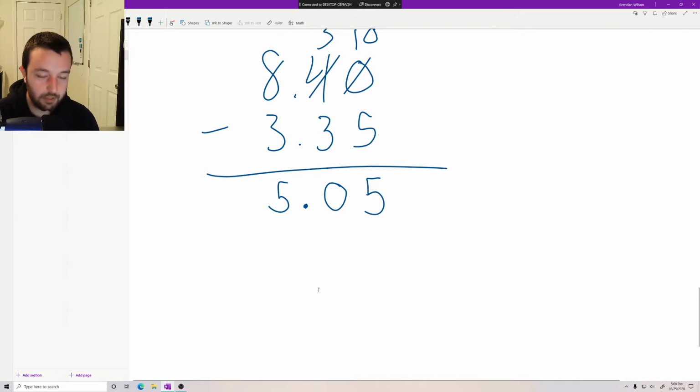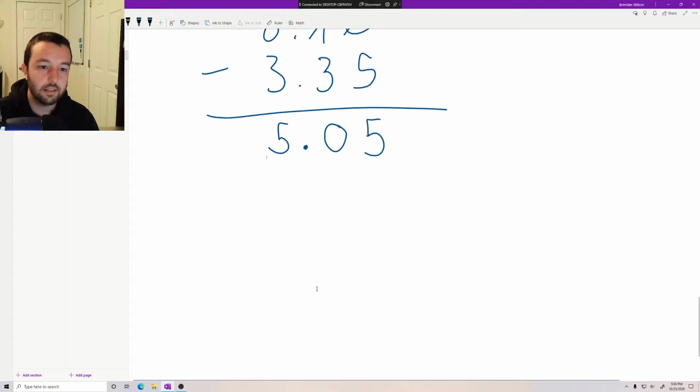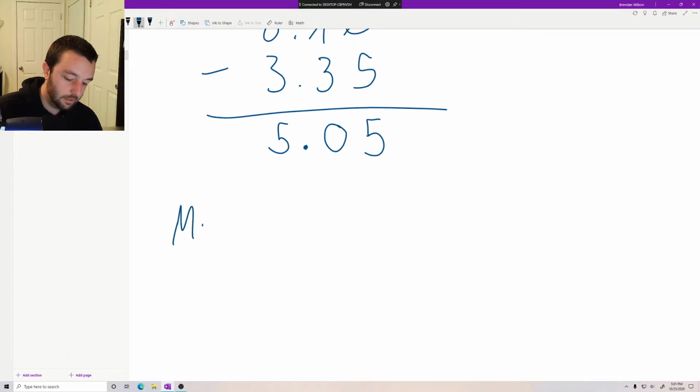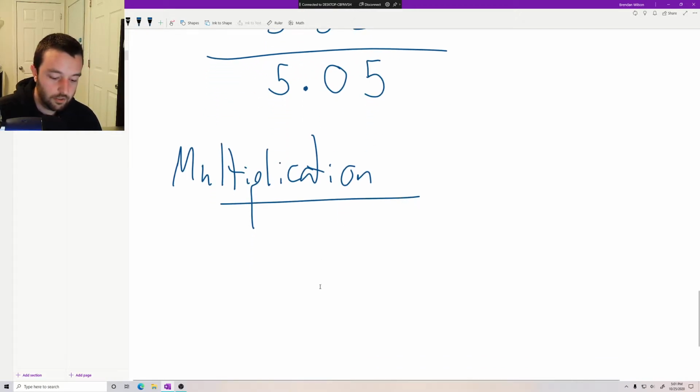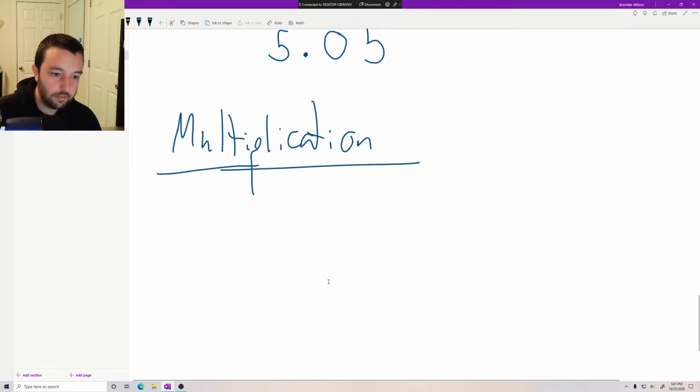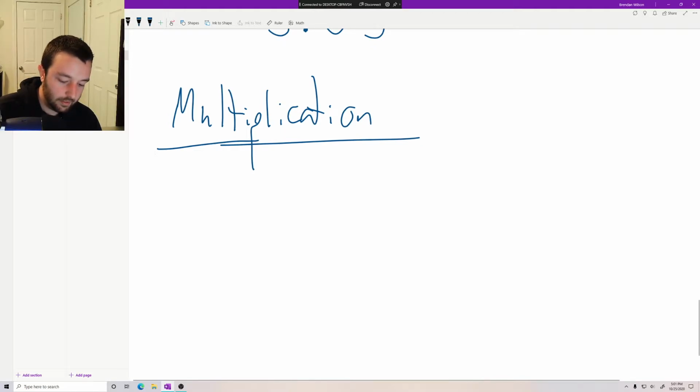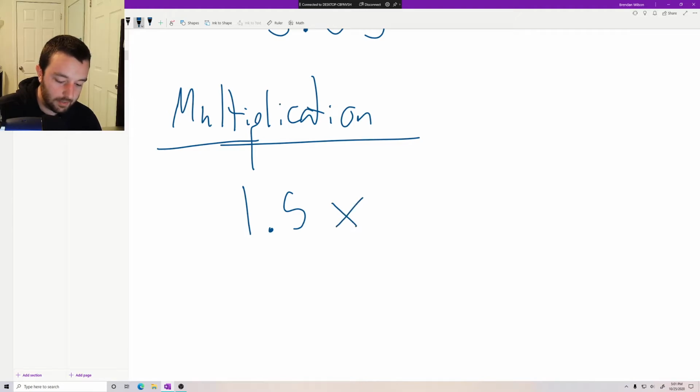Let's move on to multiplication. Because multiplication, it can be a little bit weird. So the process for multiplication, let's do 1.5 times 10.